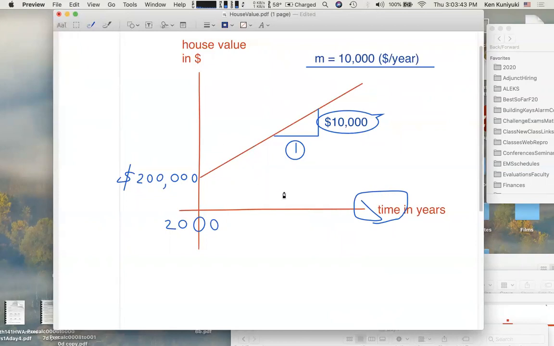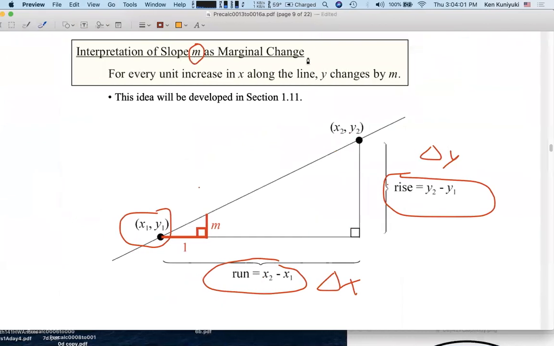So we can interpret slope as a marginal change. If the x-coordinate, or t-coordinate maybe, increases by 1 unit, how much does the y-coordinate change by? And that's indicated by the slope. Interpreting slope as marginal change is very useful. That's related to the idea of differentials in calculus, where you use tangent lines to model behaviors of curves.